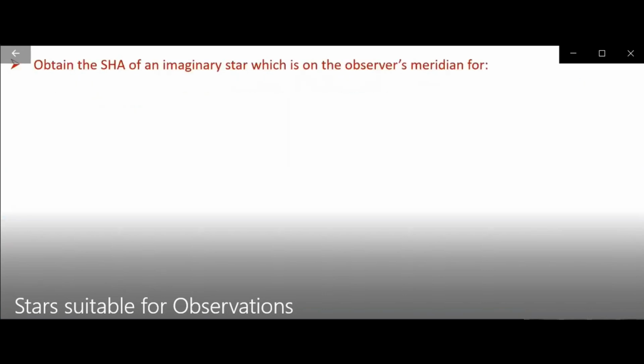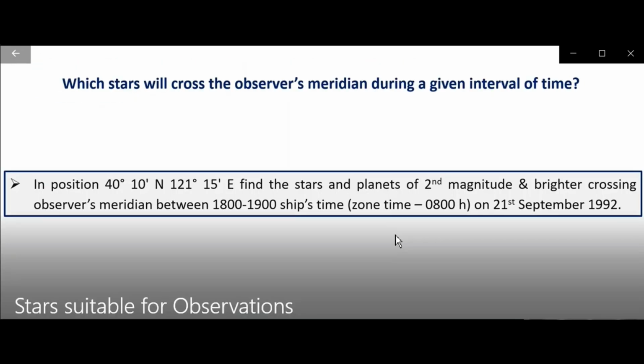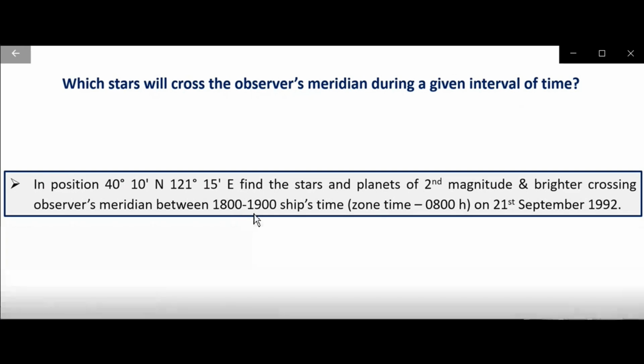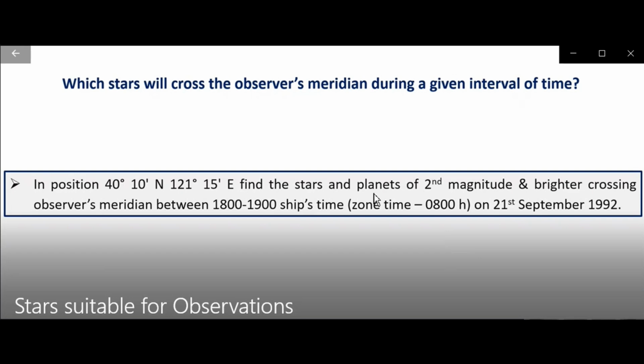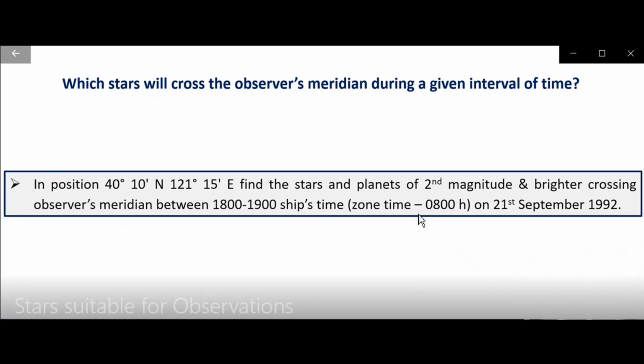Okay, beta. So this is the question which we have now, and in this question they are asking us that between 1800 and 1900 find the stars and planets which have crossed the observer's meridian. The DR position is given to us, the date is given to us, the time zone is given to us. Because this is ship's time, we can convert it to GMT. So any doubt in the question, beta?